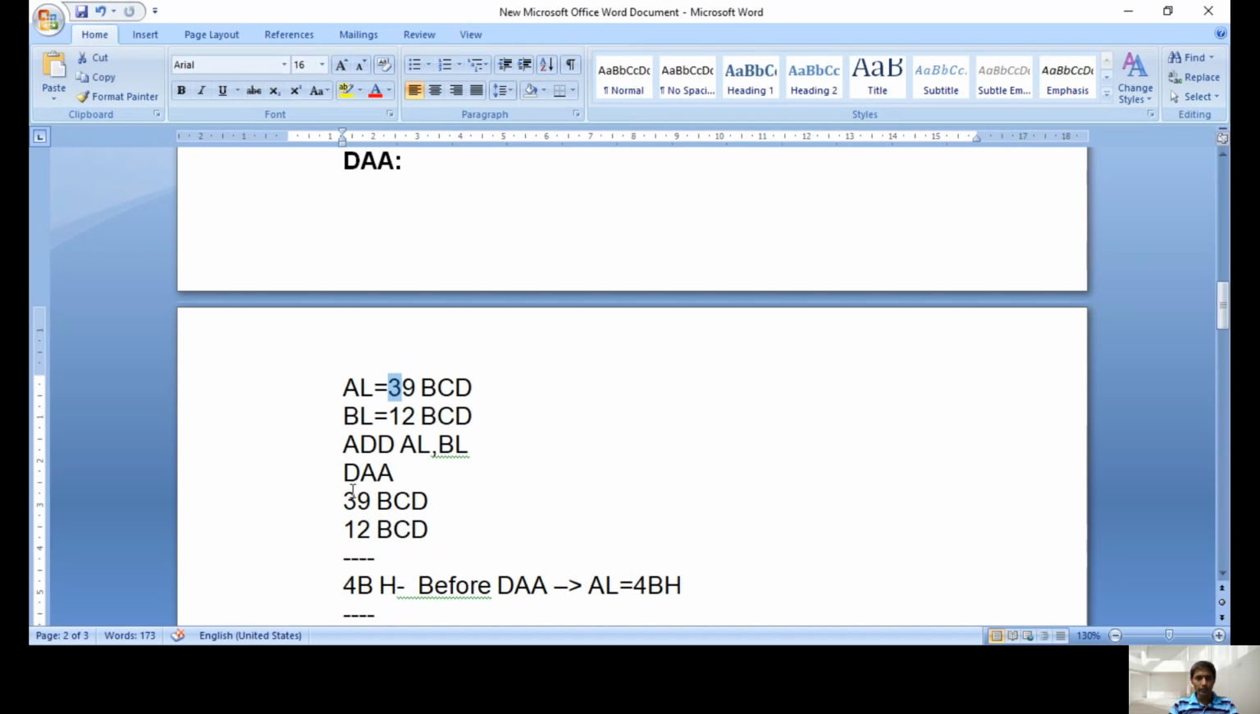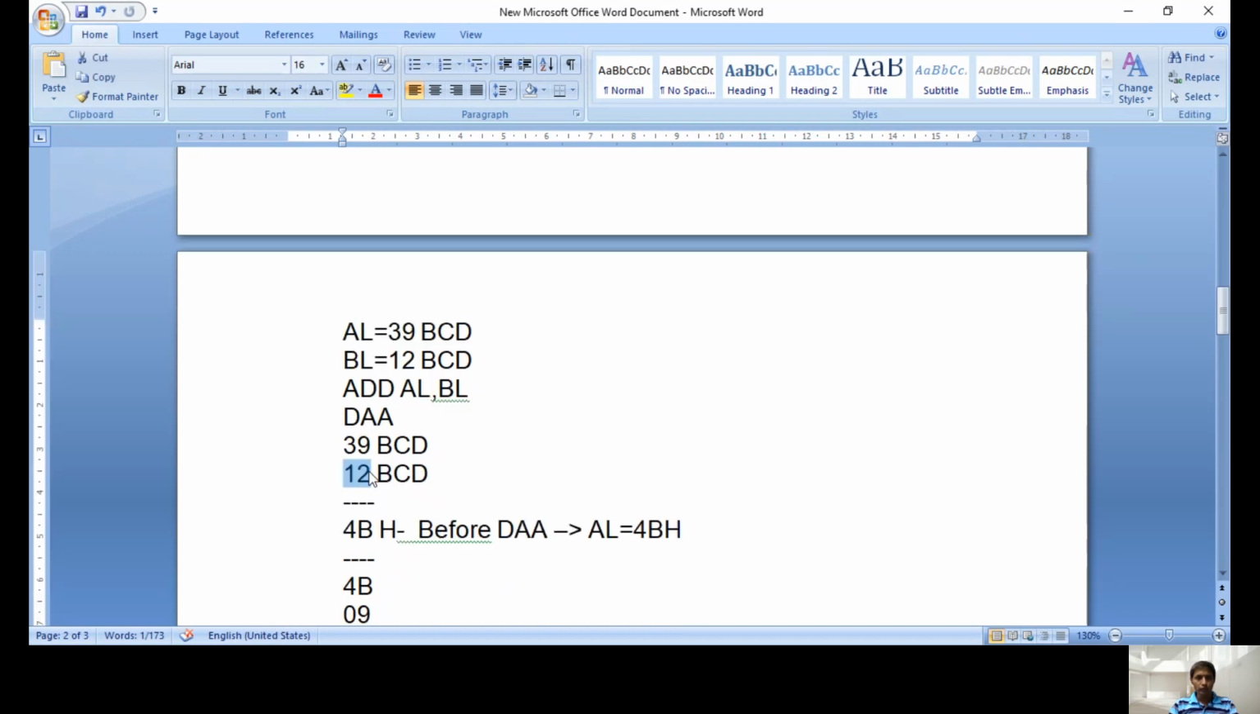Add AL, BL. So AL is 39, then BL is 12. If you add, what is the result? 9 plus 2 is 11, and 11 in hexa is B. 3 plus 1 is 4. So now it is not BCD, because if the letters A to F are present, it is hexa. 4B is a hexa representation. So this is the result before the DA instruction. Before executing DA, the result of AL is 4B. Then after ADD, I'm writing DA.